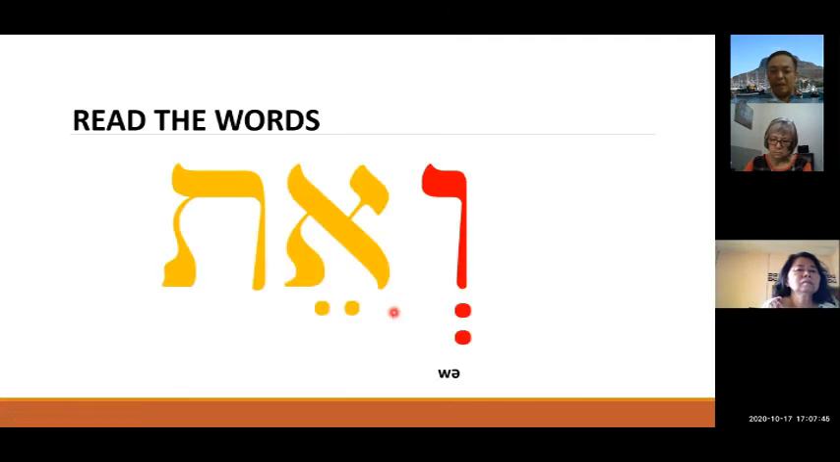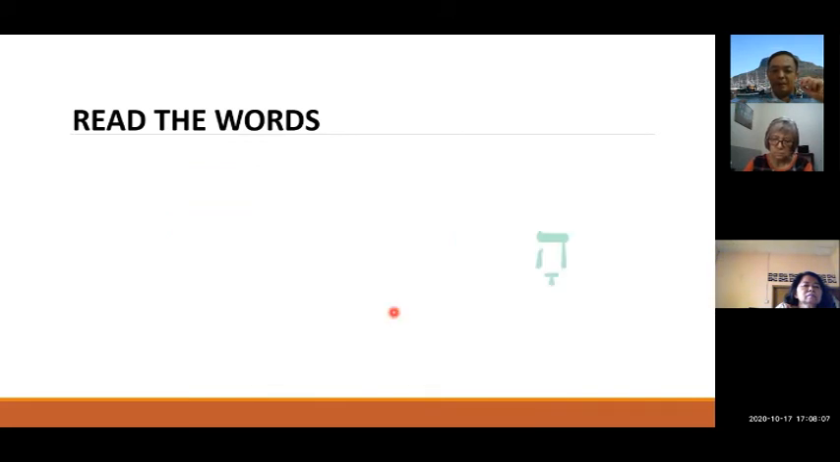Ve'et is usually not translated. It is what they call the direct object marker. That means it is pointing to the word the heavens, and then this one, Ve'et, points to the ha'arets, which is the earth. This is the earth here.